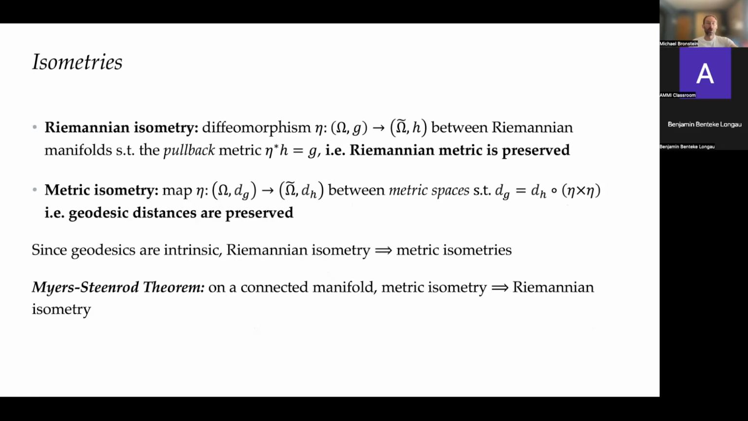Okay, so one follows automatically from another, right? Because we define geodesics as intrinsic, the Riemannian isometry preserves distances. As a result, Riemannian isometries are necessarily metric isometries. And there is a theorem in differential geometry that says that on connected manifolds, the two are equivalent, right? So there is a single concept of isometry. If I preserve the Riemannian metric or preserve the geodesic distances, the two are equivalent.